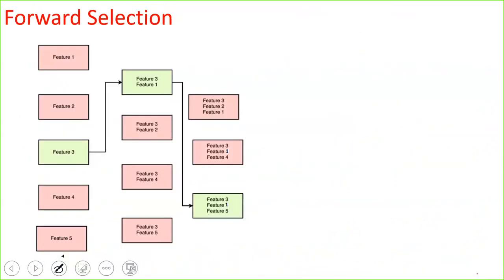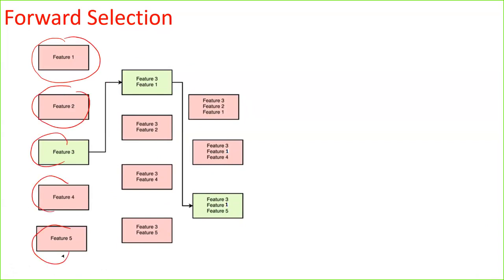Okay, so we initially check the performance of the model with respect to each and every feature. Feature 1, feature 2, feature 3, feature 4, and feature 5. Right? And pick up a feature that maximizes the learning algorithm performance with respect to the validation data set. It means train the model with feature 1, train the model with feature 2, and evaluate the performance of the model with respect to the validation data set. Train the algorithm using feature 3 and evaluate the learning algorithm performance using the validation data set. And repeat the process for all the individual features. So pick up a feature that maximizes the learning algorithm performance.